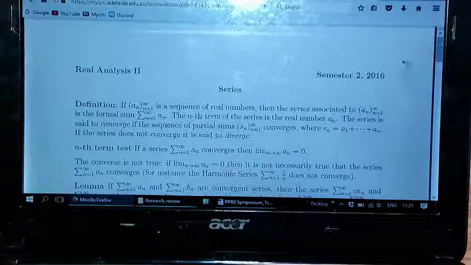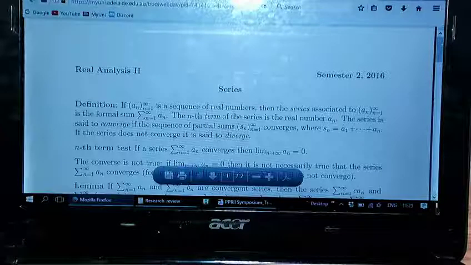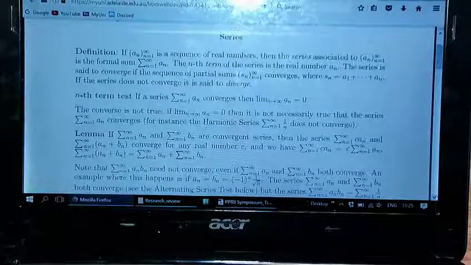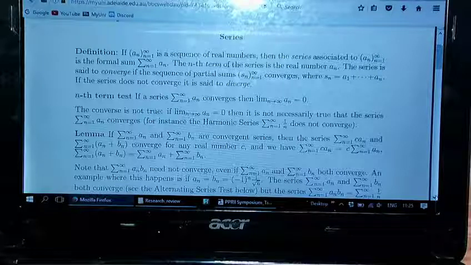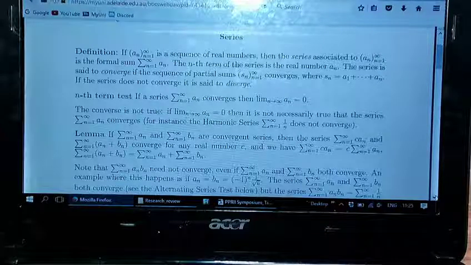So what have we got here? We've got the nth term. If you look at the nth term as a sequence of its own, if the nth term doesn't go to 0, then it doesn't converge. That's a much more useful interpretation of this test than anything else.